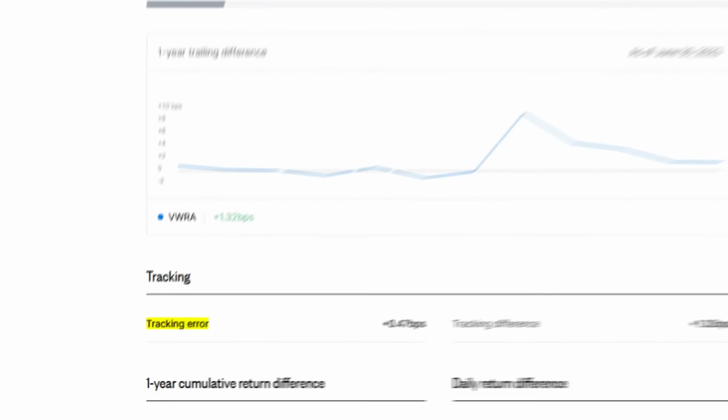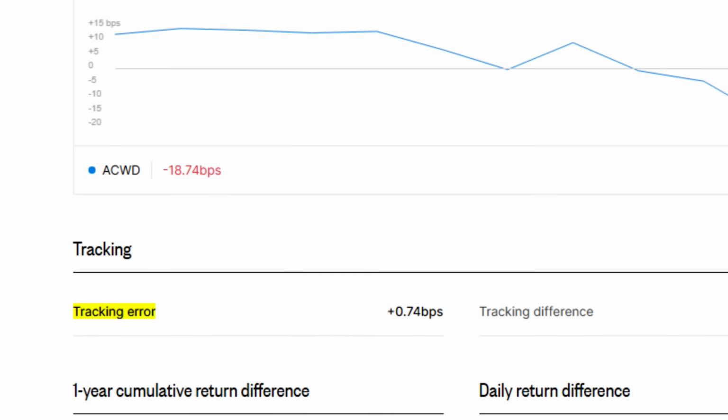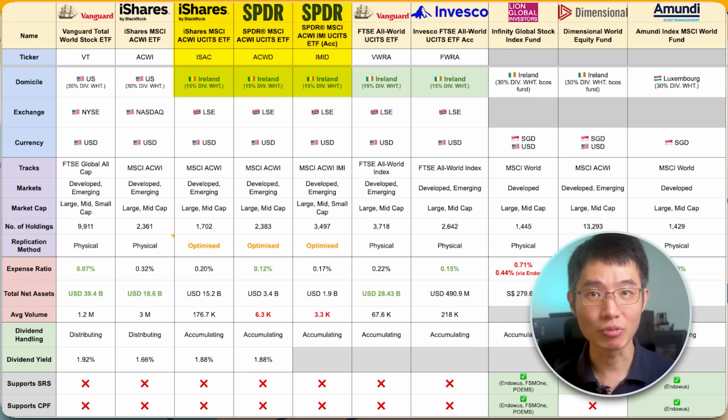For example, VWRA, which uses physical replication, has a tracking error of about 0.47 basis points. Meanwhile, ACWD, which uses the optimized sampling method, has a higher tracking error of 0.74 basis points. So, if you're okay with having a bit of tracking error, then sure, it's okay to go with either of these ETFs, as you get to enjoy a much lower expense ratio.